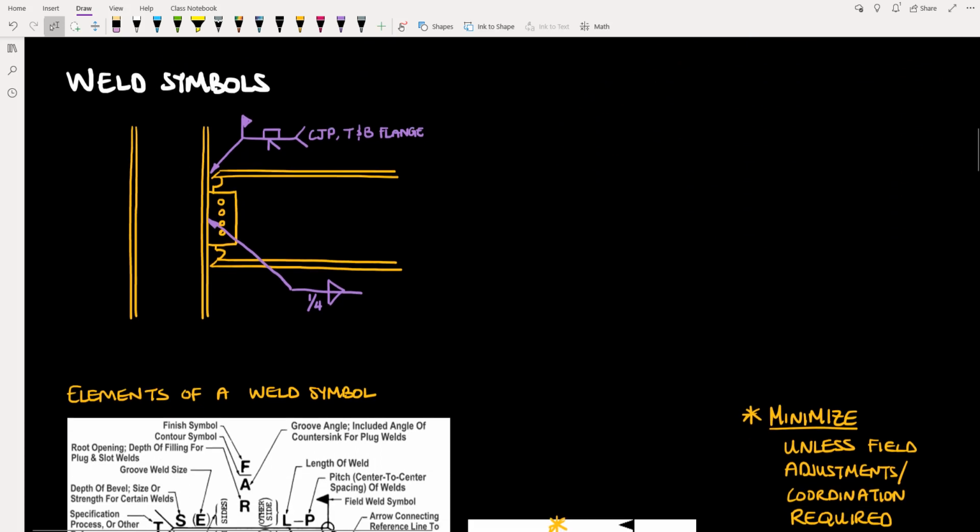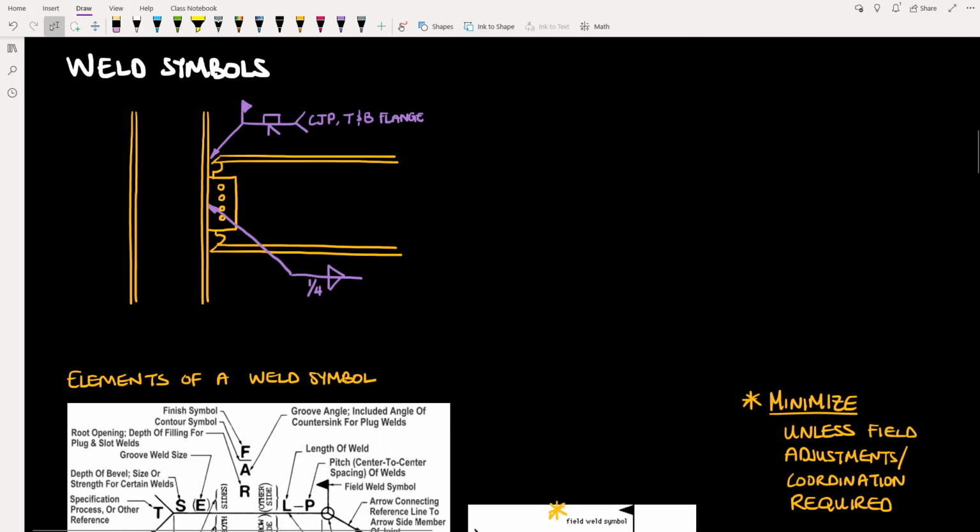So, the first step toward understanding a structural steel detail is how to read this type of symbol, a weld symbol. And I posted a resource on Moodle that summarizes the most common types of welds, and in this video I'm going to walk you through what each of them mean and how we might use them.